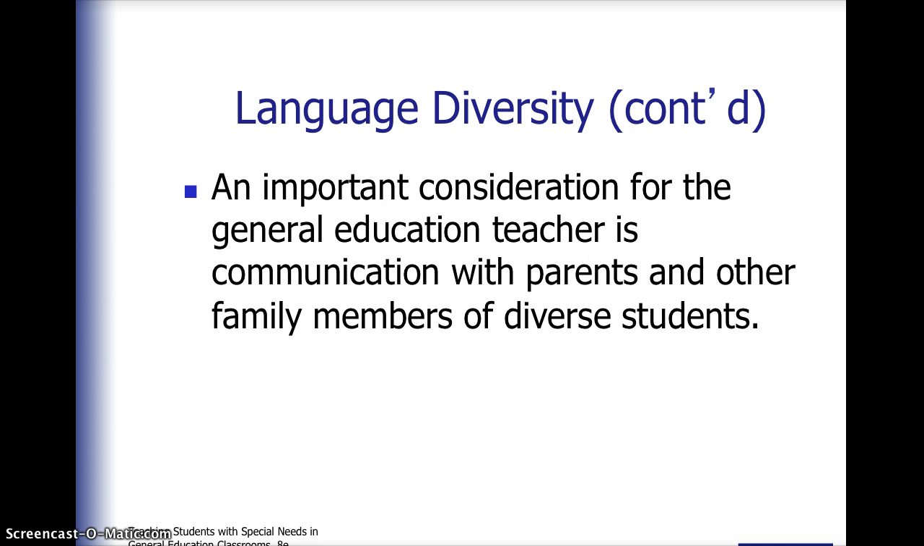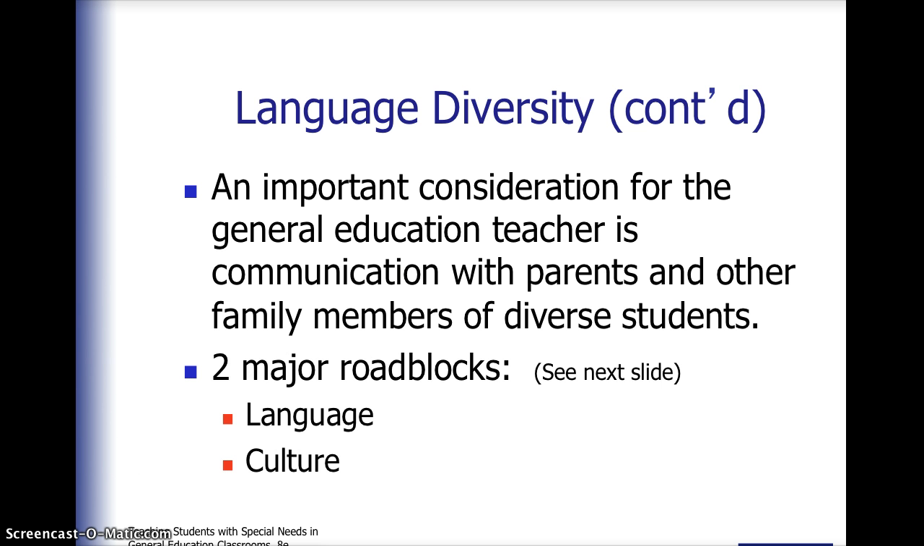Again, an important consideration is communication with parents and other family members. Often parents and family members who do not speak English or do not speak English well feel very divorced from the school system. It's important that we reach out to those parents, that we are able to communicate with them, have someone who can speak their language, and not just forget about them. That's not a good thing to do.